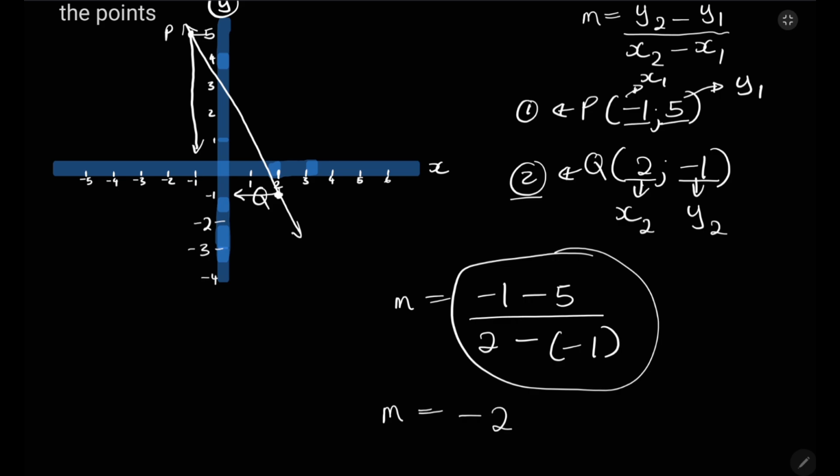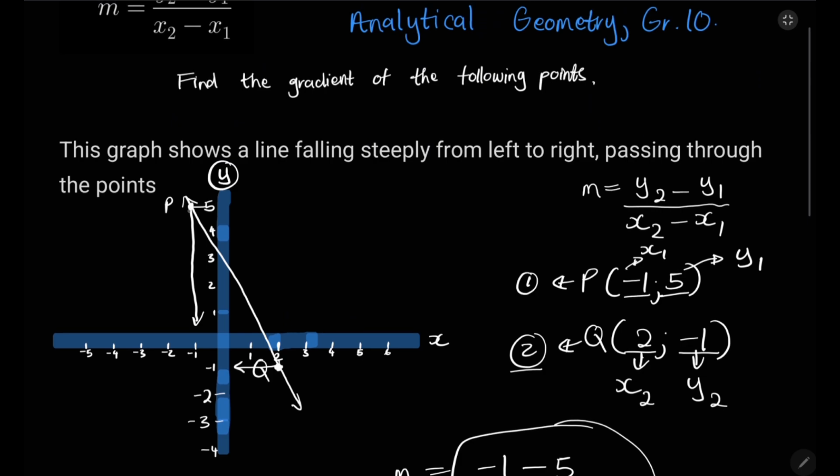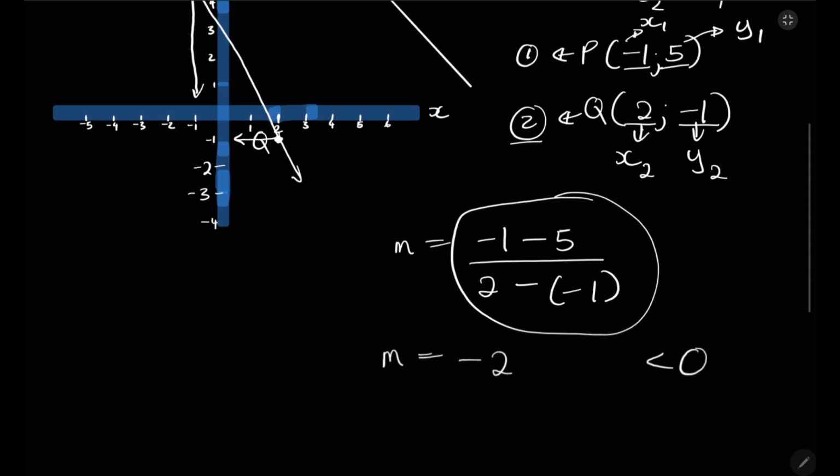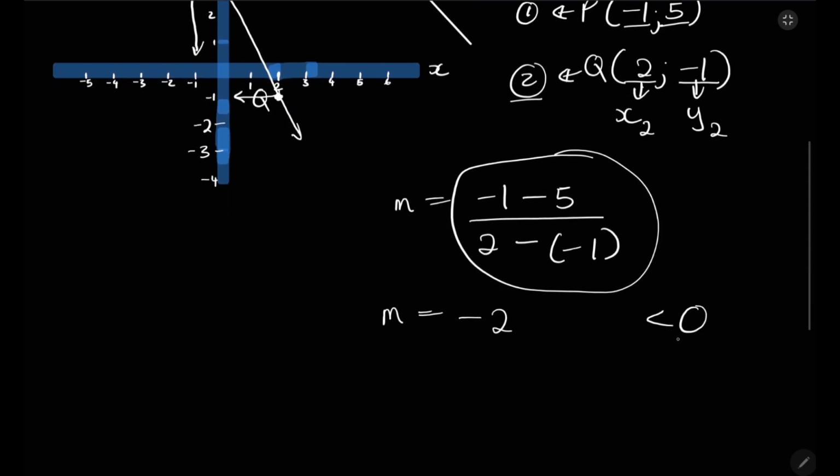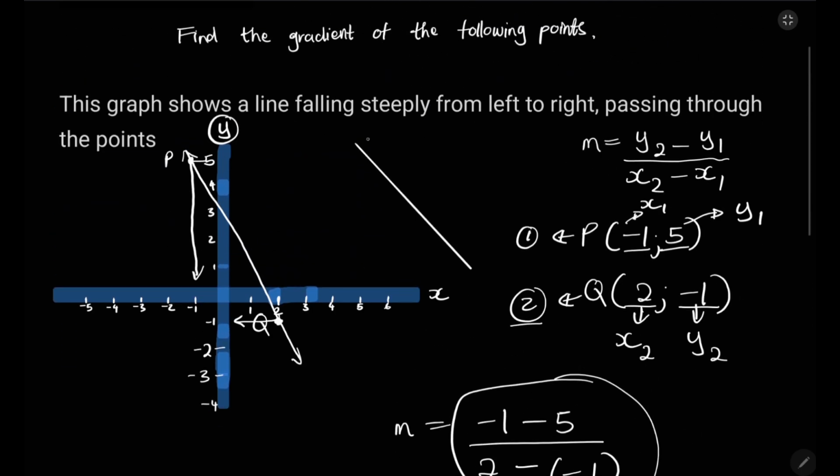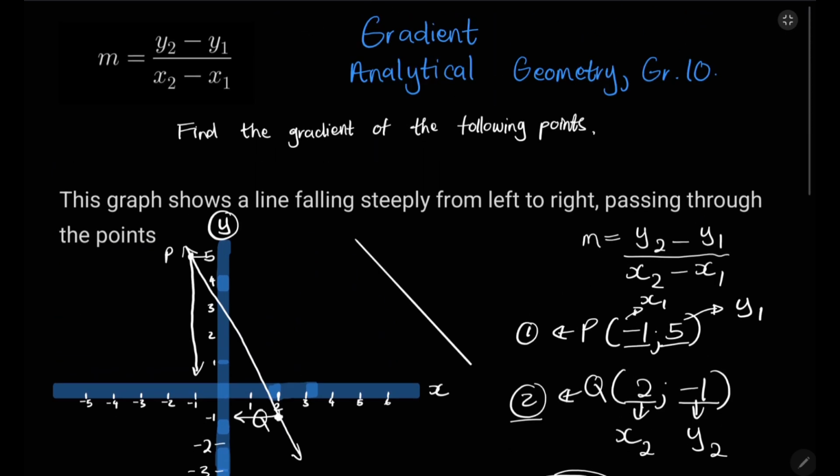Again, can you see that you have a negative gradient? It's smaller than 0. That means it should be a downward slope. So can you see that we went from this to there, from here to there? So that means when your gradient is smaller than 0, when it's negative, it will be a downward slope. And that is how we determine the gradient in grade 10 analytical geometry.